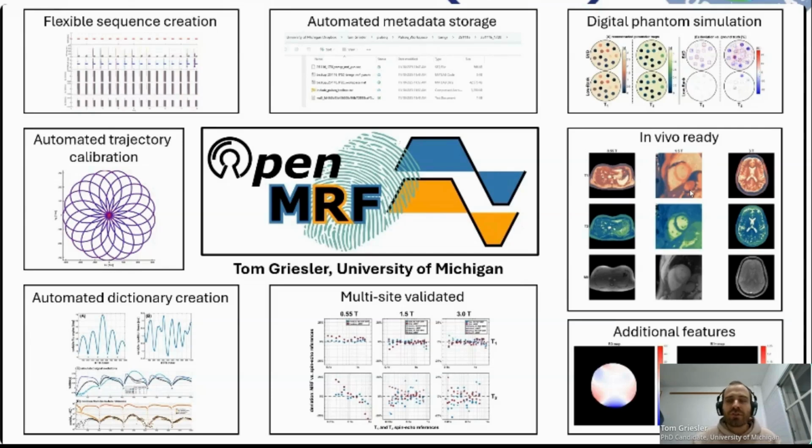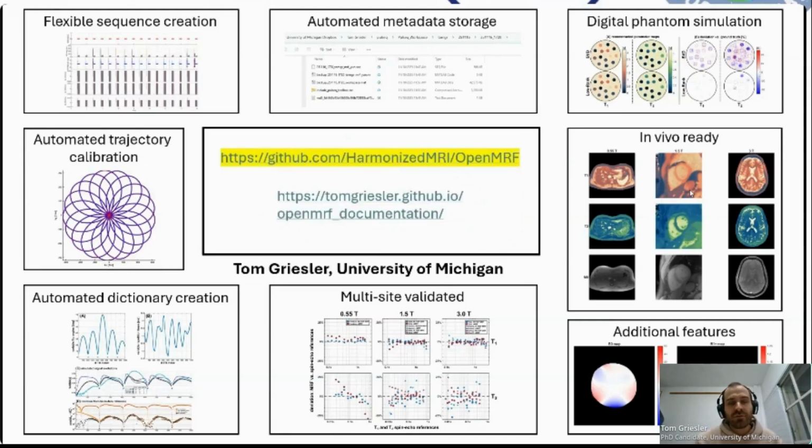And the whole project includes a bunch of additional features like field mapping or single parameter reference acquisitions. So basically everything you would need to get started with quantitative imaging using magnetic resonance fingerprinting is included in this one framework. And if you're interested in playing around with it, the code is openly available within the Harmonized MRI project. And we also set up a documentation website that has more information.